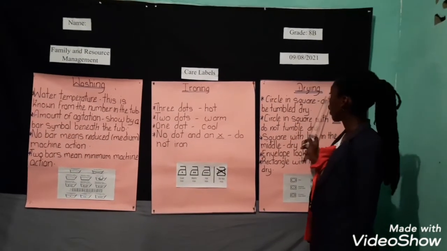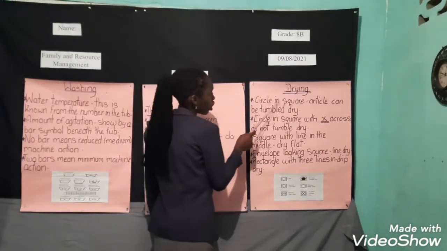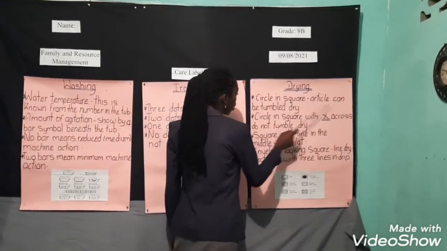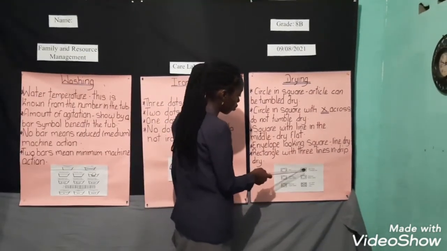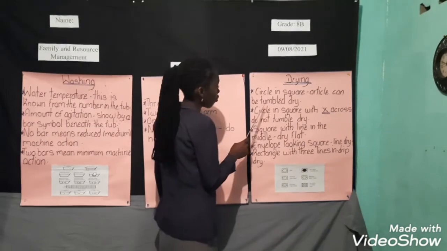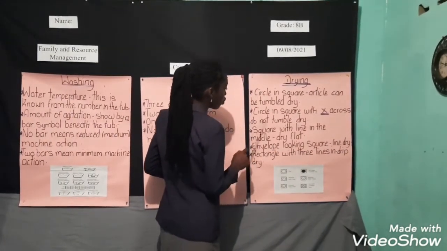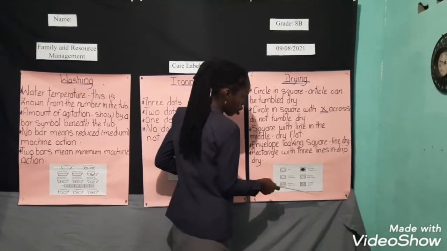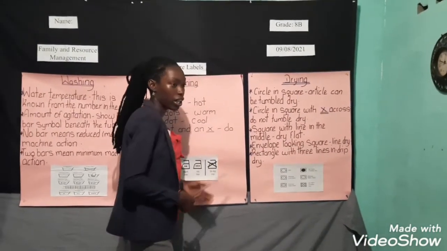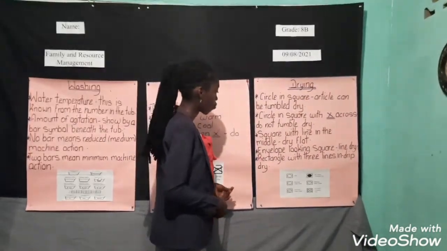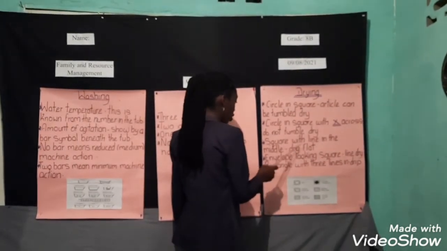The next method we have here is dry. We have the circle in square, meaning the article can be tumble dried, and it's represented by this symbol. Next we have the circle in square with X across. This means do not tumble dry. This is represented by this symbol, meaning the clothes or the article cannot be tumble dried. The square with line in the middle means dry flat.